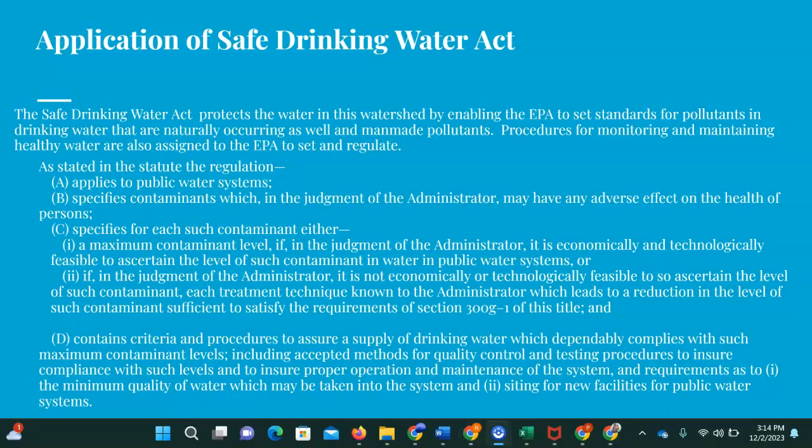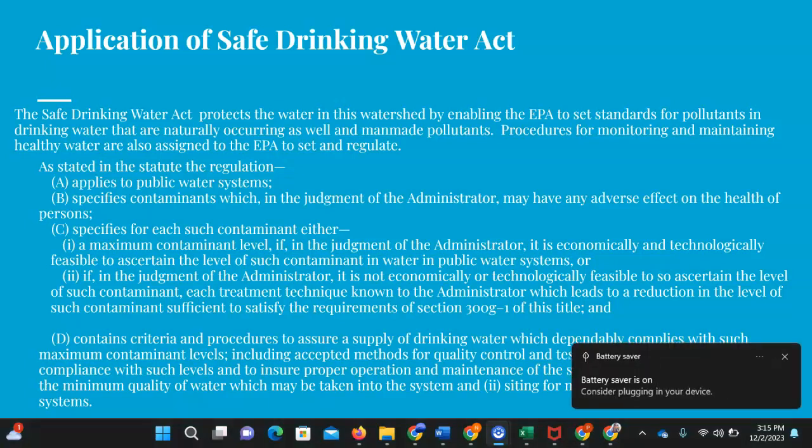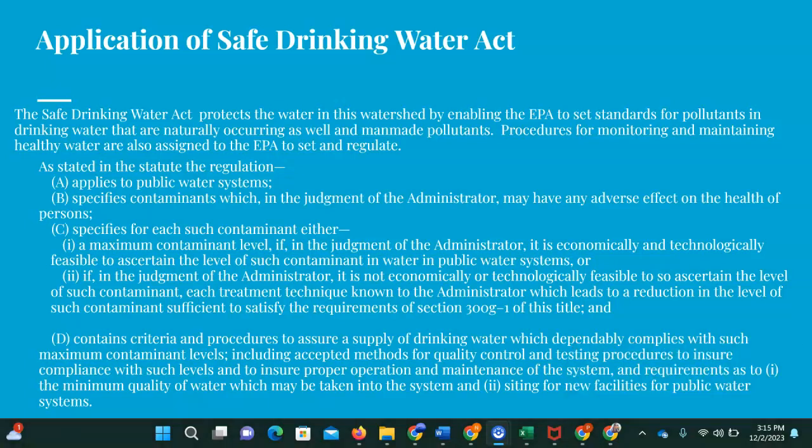And the application of the Safe Drinking Water Act protects the water in this watershed, enabling the EPA to set standards for pollutants in the drinking water that are naturally occurring, as well as man-made pollutants. The procedures for monitoring and maintaining healthy water are also assigned to the EPA to set and regulate. And as stated in the statute, it applies to public water. It specifies the contaminants, and it specifies the maximum amount, as well as determines techniques and treatments that are needed to reduce the level of contaminants if they are found to exceed the criteria it sets.